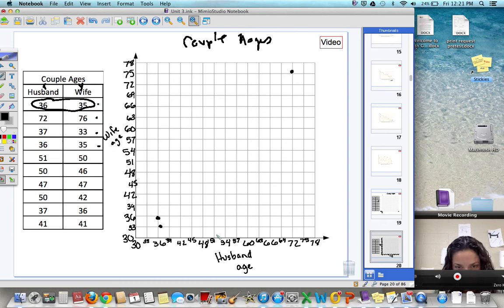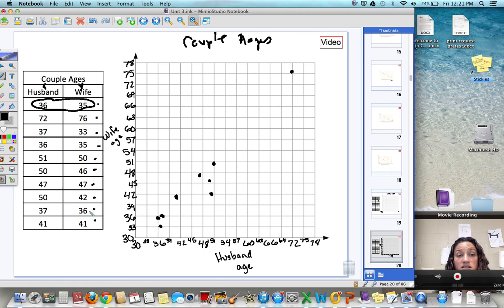51, 50, so 51. Stay on that line. Here's 51, 50. 50, 46, 50, here's 45, so 46, 47, 47, 47, so right about there, 50, 42, 50, 42, 37, 36, 30, 36, and 41, 41, 41.